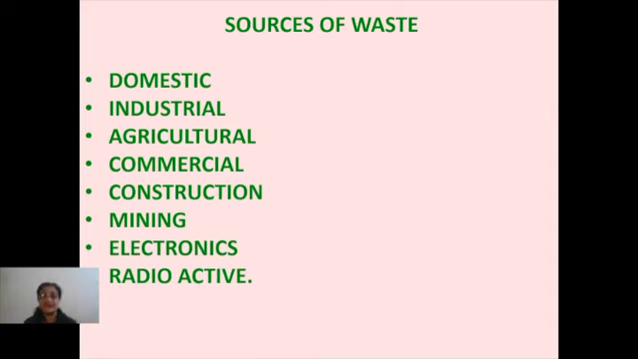Now next is mining. At the mining site also, along the mines you will find a lot of material is dumped on both the sides. So that is again a big source of the waste. Then electronic items, and one more is there, radioactive waste. It includes the waste which is generated from the nuclear power stations, or where we use it for the nuclear weapons and all, right? So whatever waste which is generated at those sites, these are called radioactive waste.